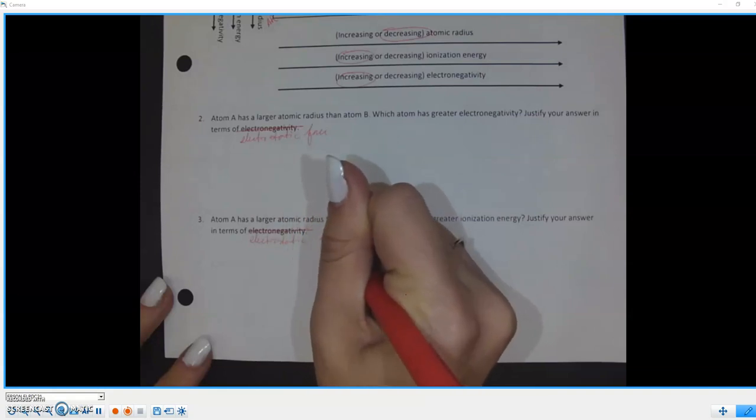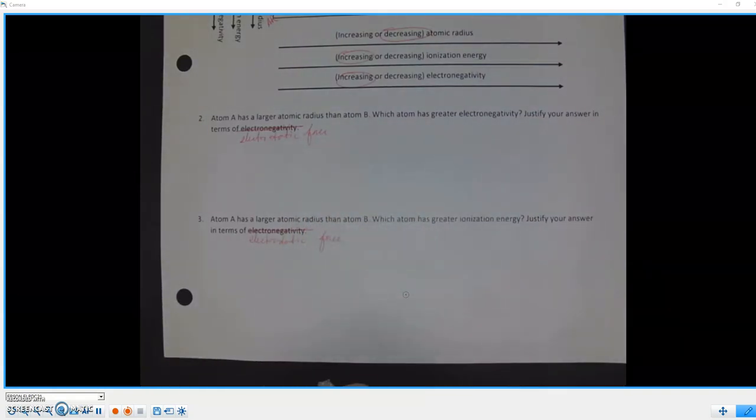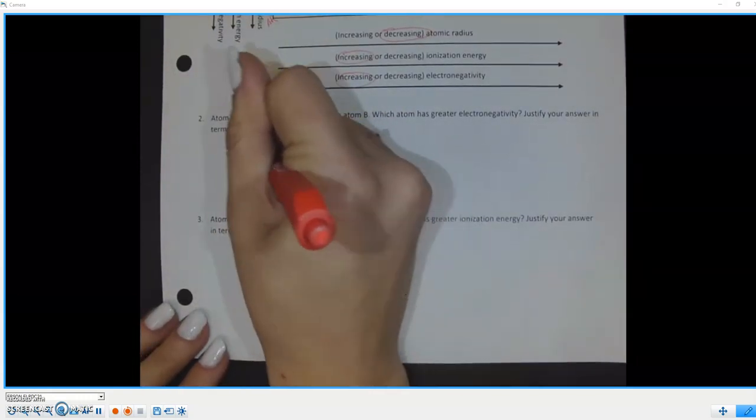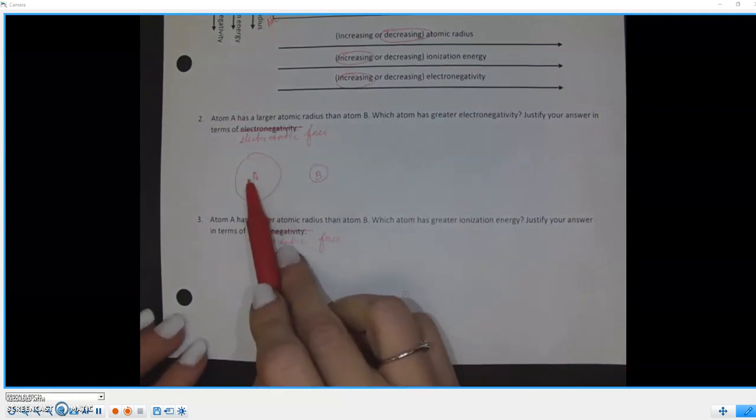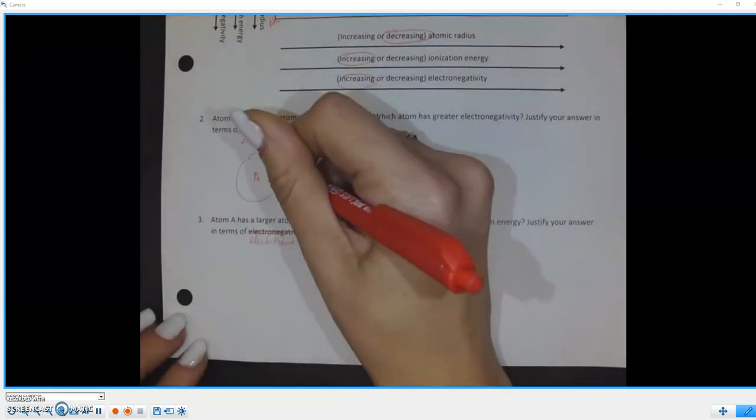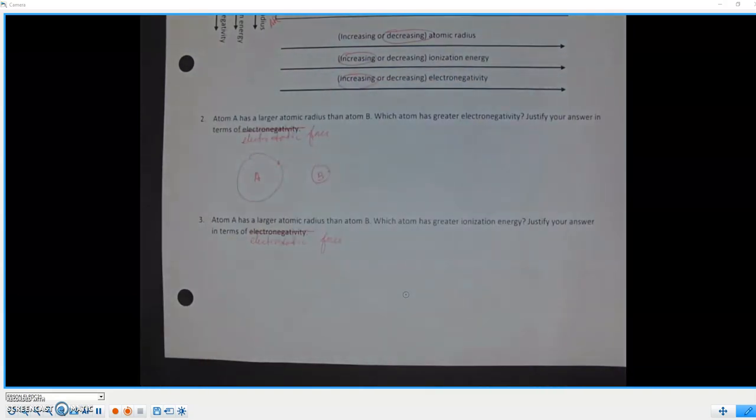So a reminder, electrostatic force is the force of attraction between charged particles or repulsion between charged particles. So the particles that we're going to talk about right now are the nucleus of the atom and the electron. So we have atom A, which is a larger atomic radius, and then we have atom B, which is a smaller atomic radius. So we have a nucleus, and then there's electrons. And so we think of like an electron out here, and then we have our nucleus and electron. Which atom has greater electronegativity, and then we got to justify this in terms of electrostatic force.